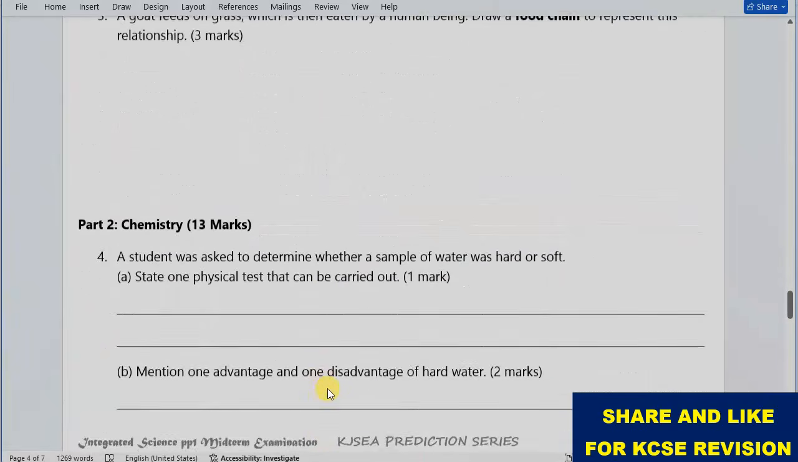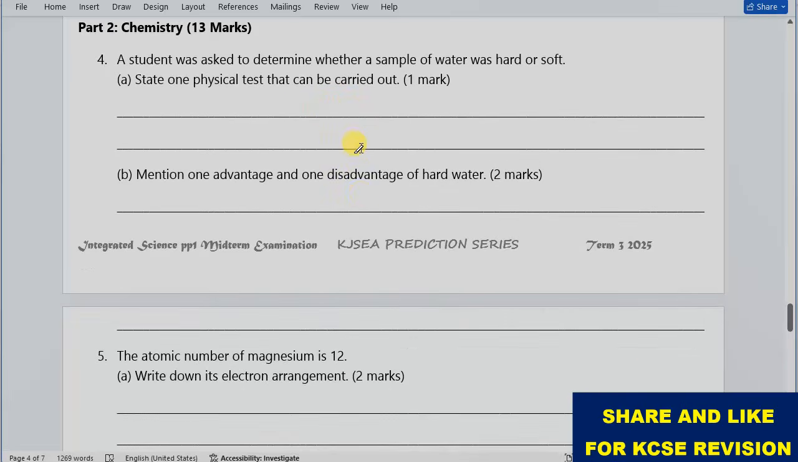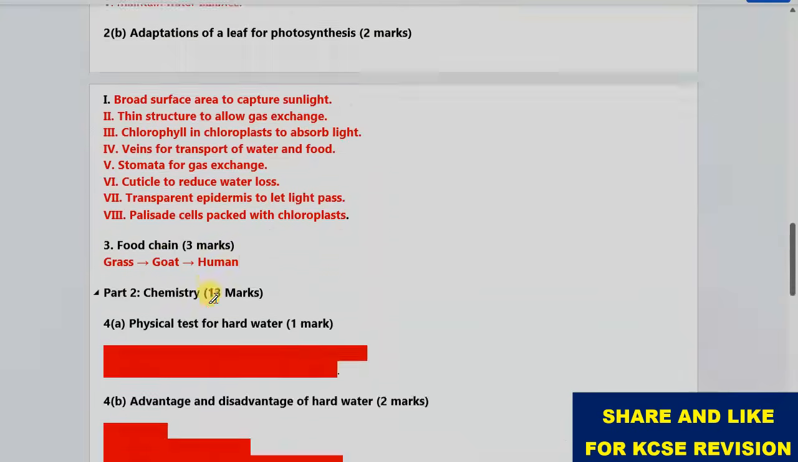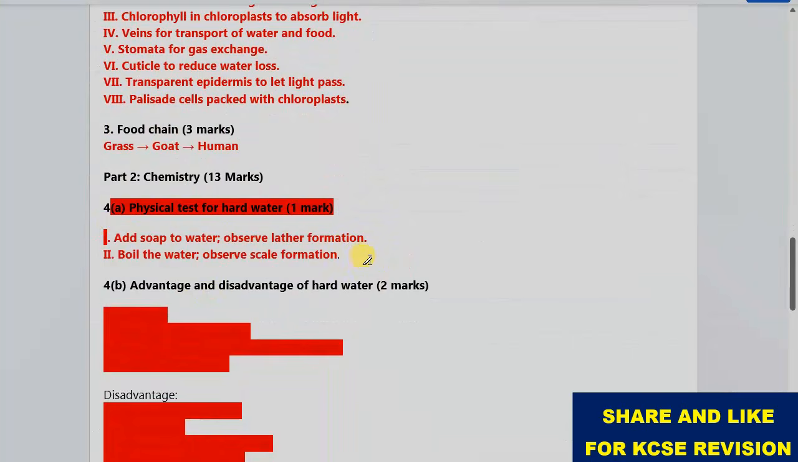Now we have come to chemistry. A student was asked to determine whether a sample of water was hard or soft. State one physical test that can be carried out. Add soap to water, observe lather formation. Boil the water, observe scale formation. You can do the first one or the second one.